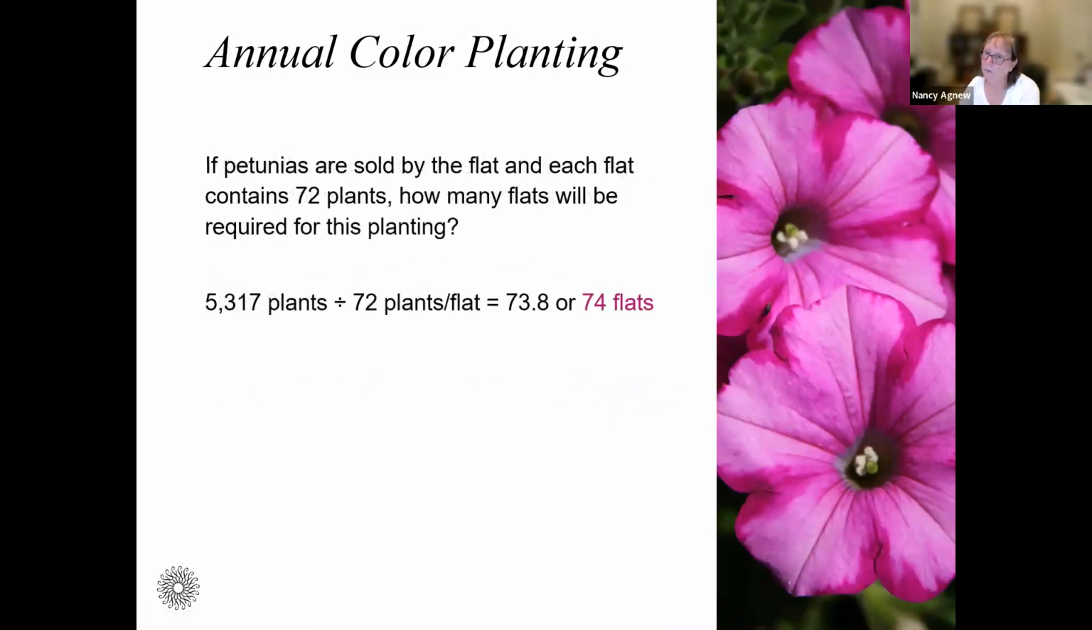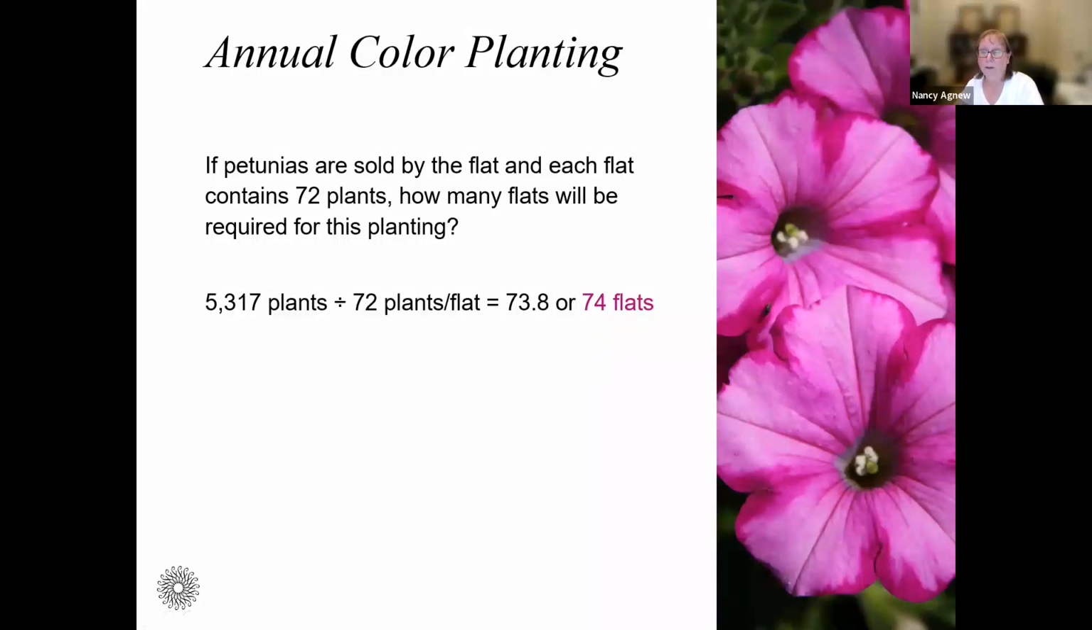So to make it even more interesting, these plants are sold in flats that contain 72 plants. So how many flats do I need to buy? So I take that 5,317 plants divided by 72 plants for every flat. That comes up to 73.8 flats or 74 flats.